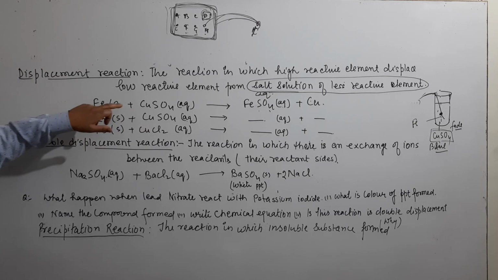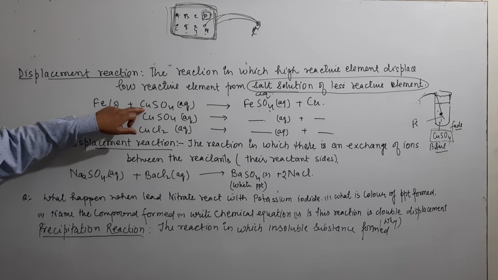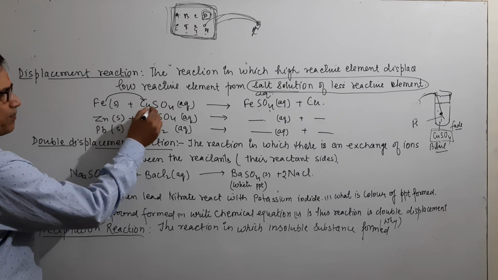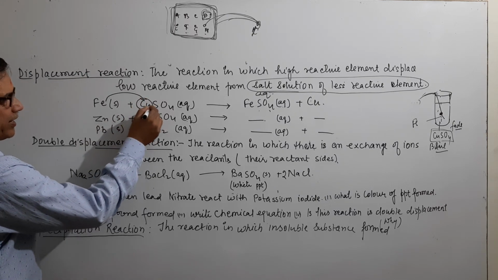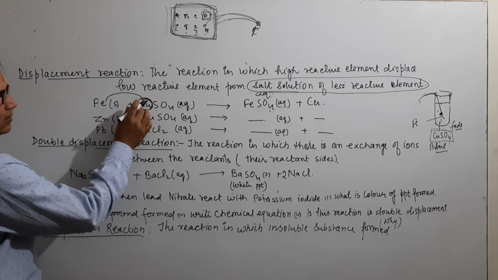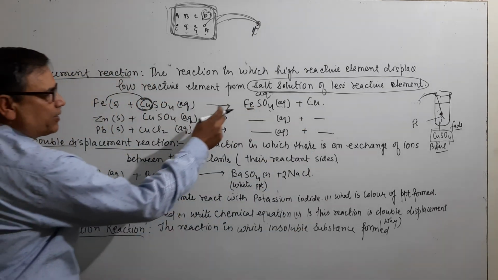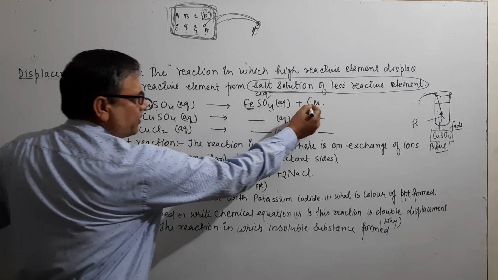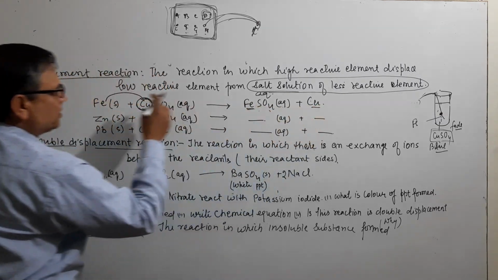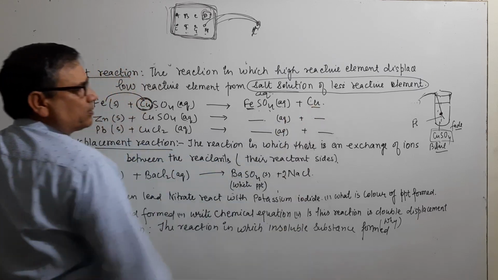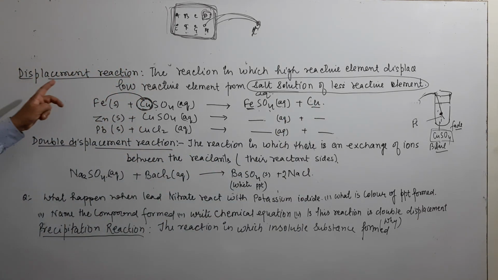This iron displaces copper, and when this copper is displaced from its compound, then the iron will take the position of copper. Means where copper was, iron will come, and copper will separate. In this way the iron is more reactive than copper. Therefore this is called the displacement reaction.